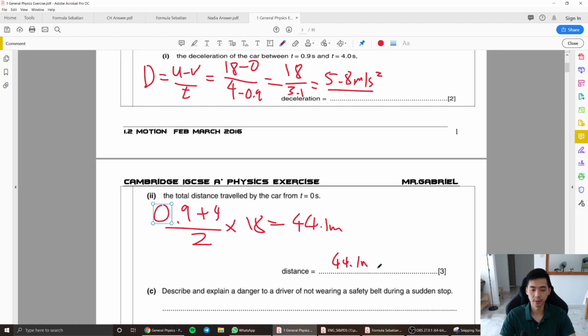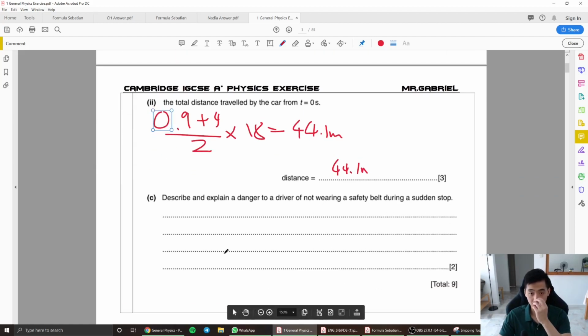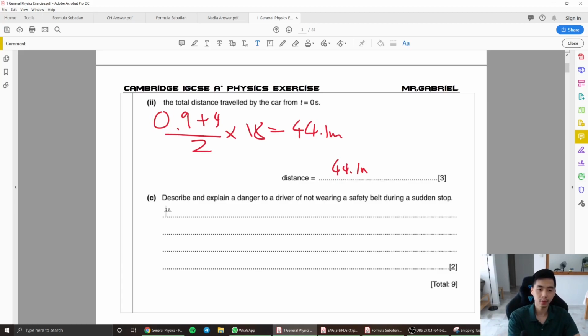44.1 meters. Describe and explain a danger to a driver of not wearing a safety belt during a sudden stop. This one is just going to be a conceptual question. If you do not wear your seatbelt and you experience a sudden stop, the momentum from the car will be transferred to your body and you will start flying off the window, smashing your head and injuring yourself. So describe and explain.